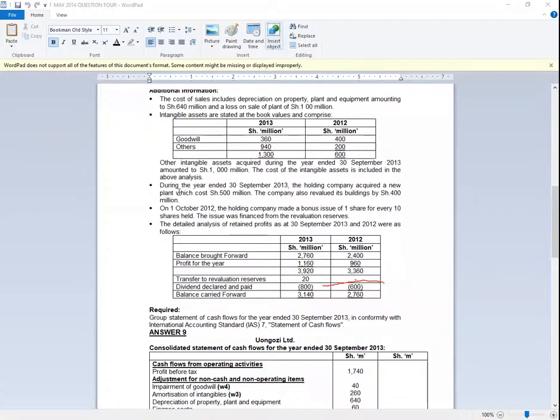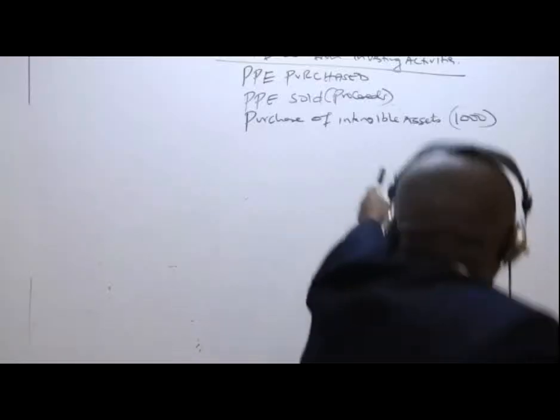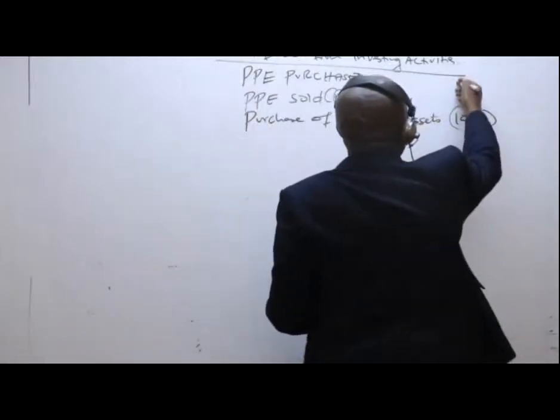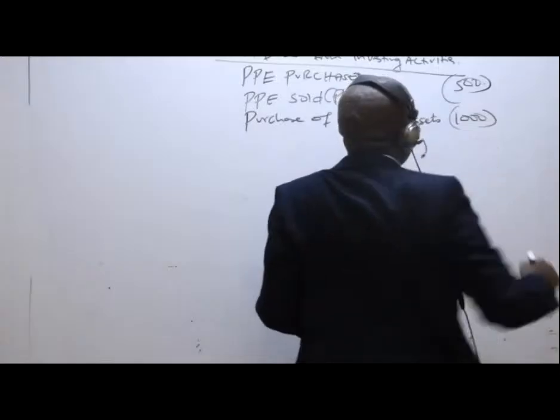Now, when you read this next statement, during the year ended 30th September 2013, the holding company acquired a new plant. This is PPE acquired, so PPE was purchased here. Acquired a new plant costing 500. So where I have property, plant, and equipment purchased or acquired, I'll come and put 500 in brackets like that.